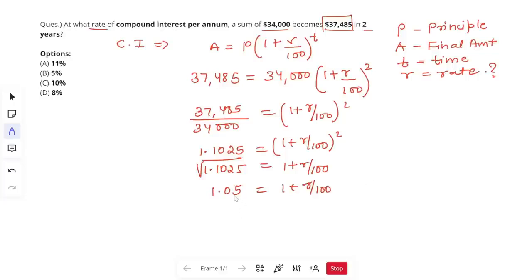Now if you solve it further, you can get R by 100 equals 1.05 minus 1, which is going to be 0.05. So your final R value is going to be 0.05 into 100, which is 5. So your rate will be 5%. The final answer is going to be option number B. Hope you have understood the logic.